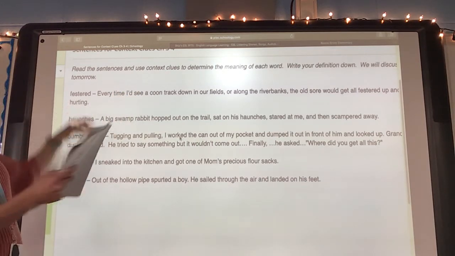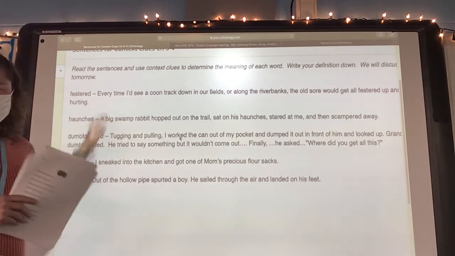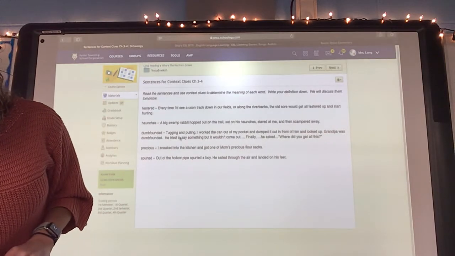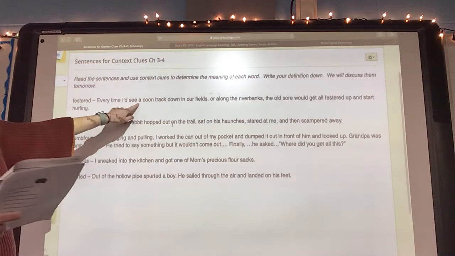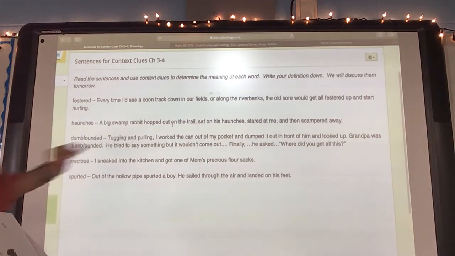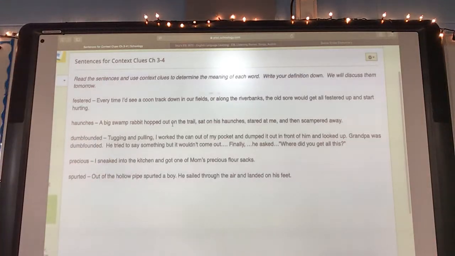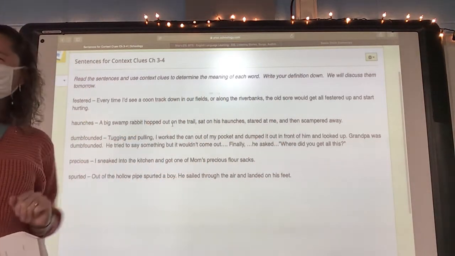Your first word down here at the bottom is festered. This is the sentence in the story that uses the word festered. Let's look at that sentence. It says, every time I'd see a coon track down in our fields or along the riverbanks, the old sore would get all festered up and start hurting. Based on that sentence, what do you think festered means?